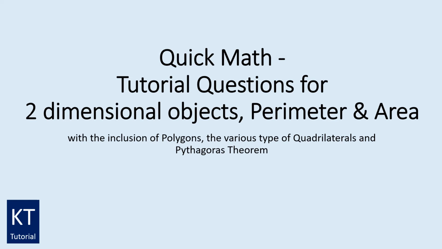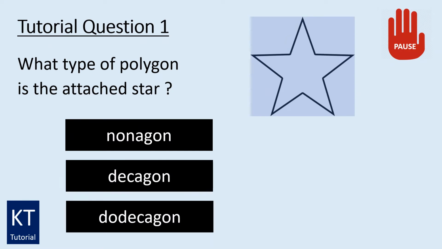This video is dedicated to tutorial questions for two-dimensional objects, parameter, and area. When you get to each new tutorial question, you will be witnessing a red hand with the word pause on the top right. This is intended to trigger you to pause the video should you need more time to think through a particular question. Okay, let's start with tutorial question 1.